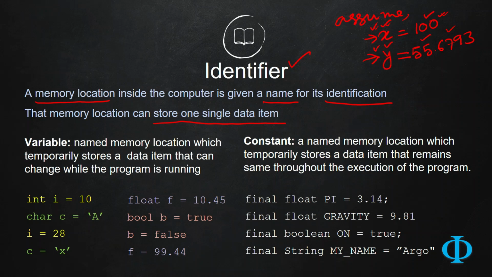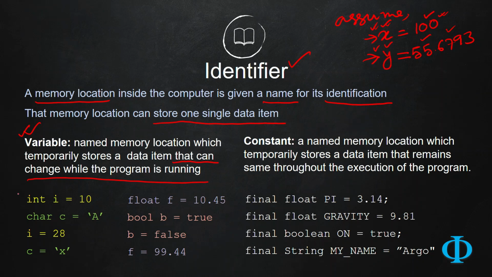Now, in Java, there are two different types of identifier. The first one is called variables. Variables are a type of identifier that can change while the program is executing. That means you are allowed or you are free to change the value of those variables over the course of writing the program. For example, let us see this example.